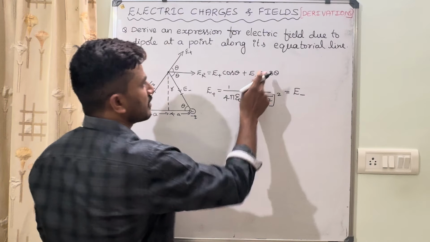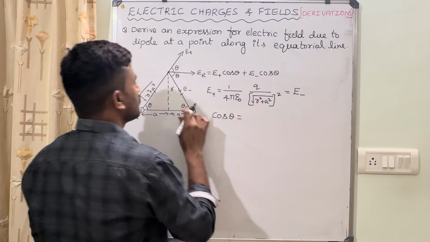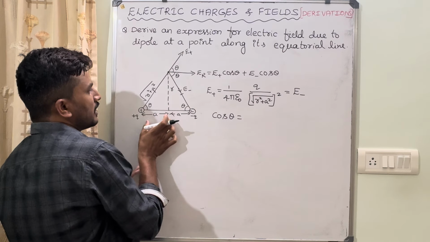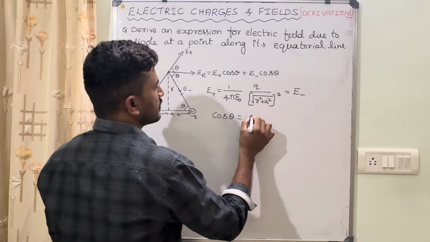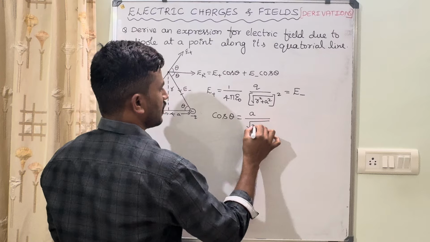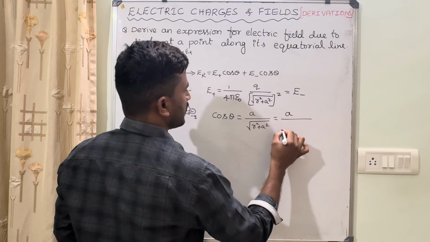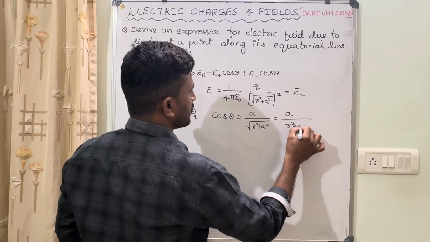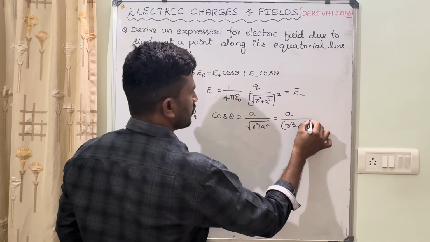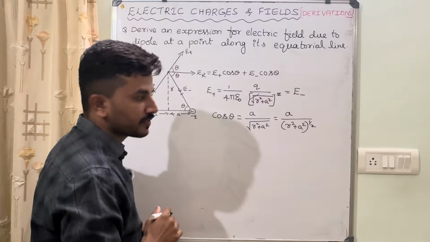Remaining we have cos theta. So what is cos theta? Cos theta is common there. Cos theta is equal to adjacent by hypotenuse, that is a divided by square root of r square plus a square. This can also be written as a divided by r square plus a square whole power 1 by 2. Here the square root gets cancelled.